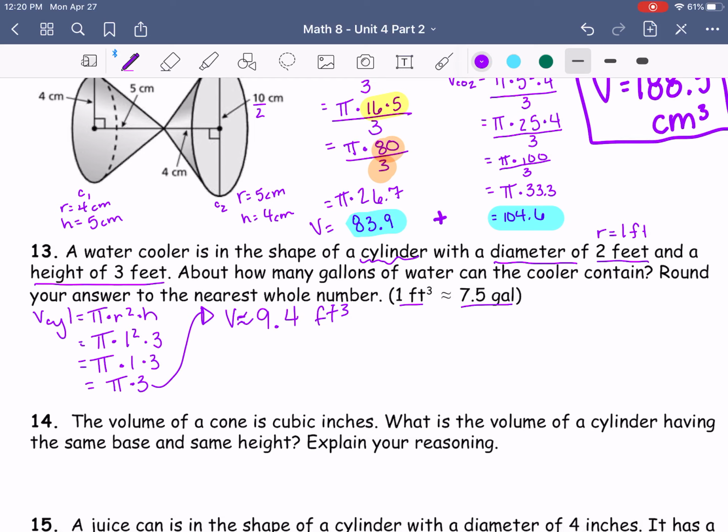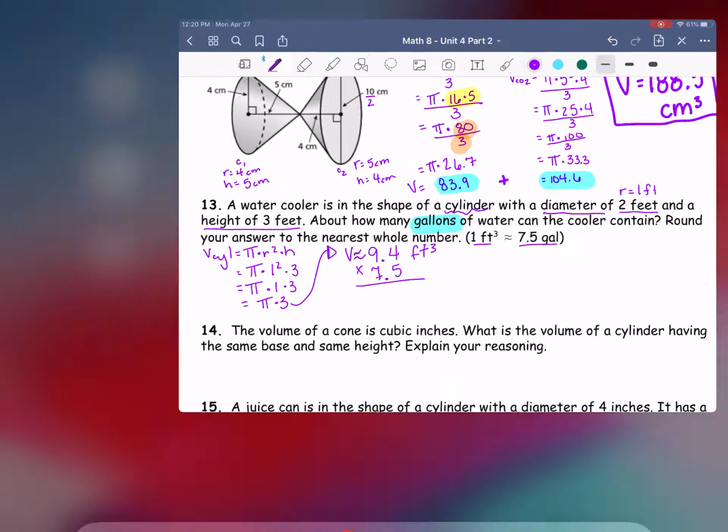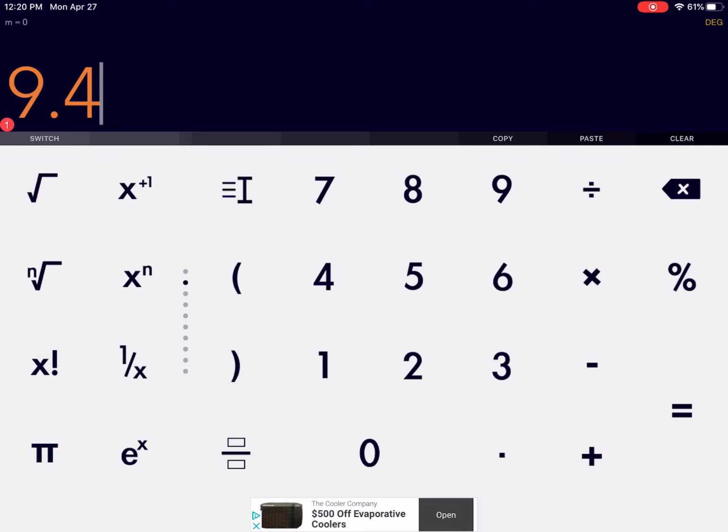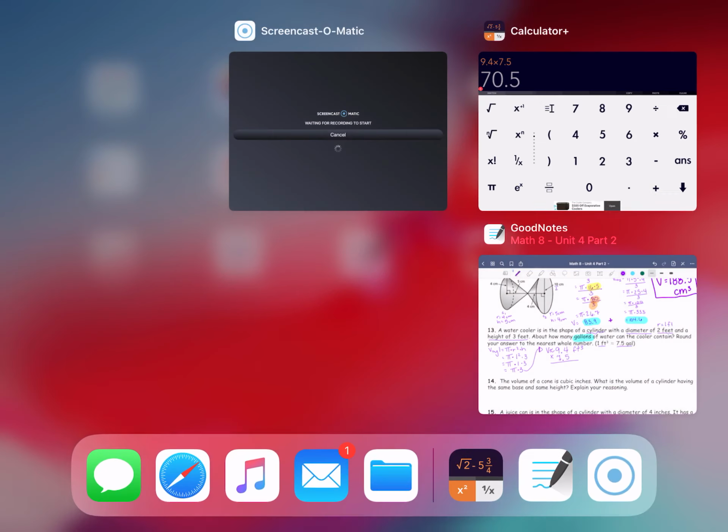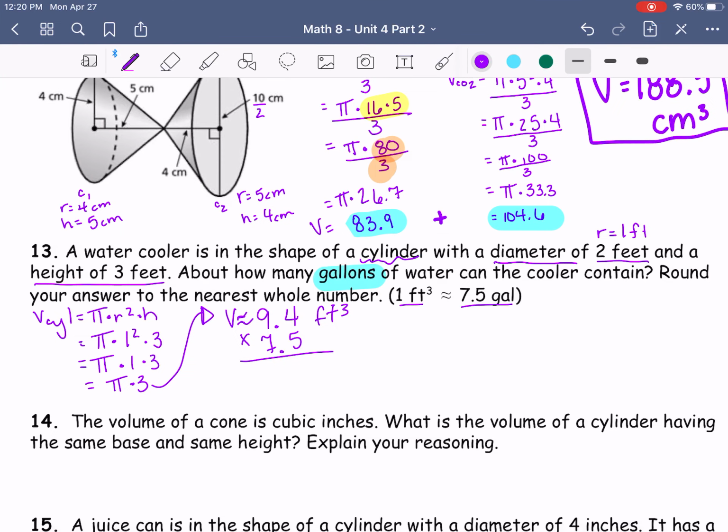We need the number of gallons, because that's what the question asked us. So if 1 cubic foot is 7.5 gallons, 9.4 cubic feet, well, we just take that number and multiply it by 7.5. So 9.4 times 7.5 equals about 70.5. If we're rounding to the nearest whole number, that 5 tells us we need to give it a shove. So giving the 0 a shove comes out to about 71 gallons. Gallons is your label.